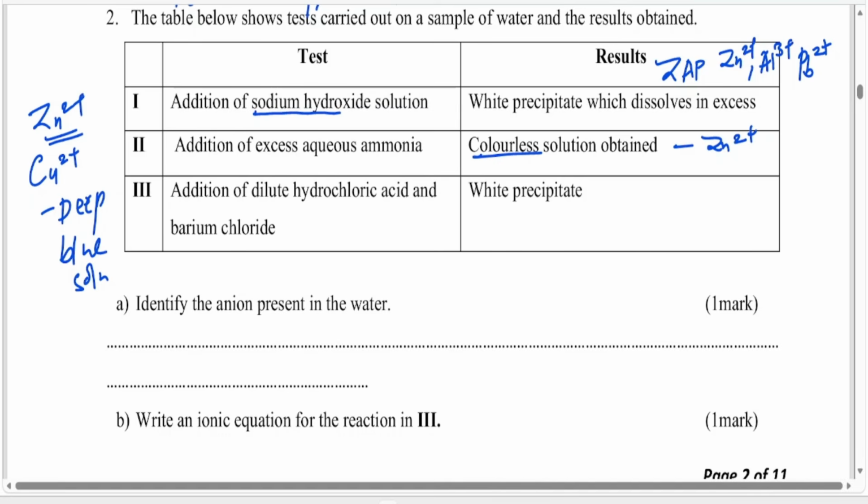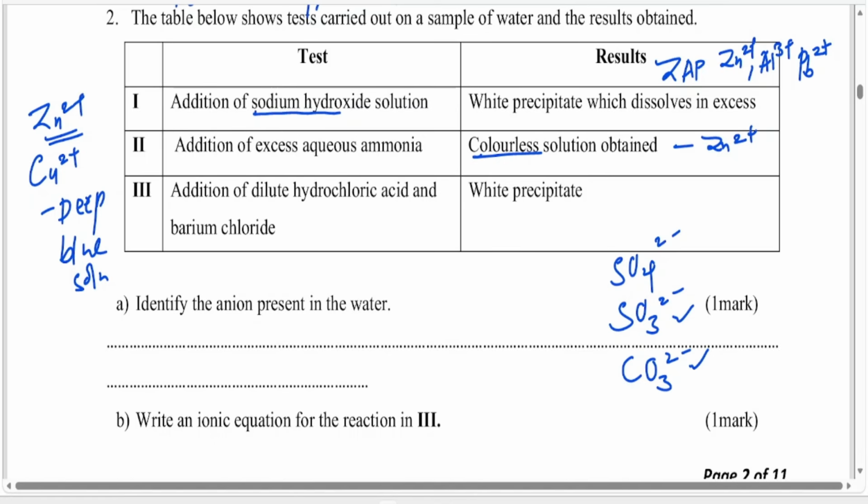And we have 3 major anions that we determine. We have the sulfate ions, we have the sulfite ions, and we also have the carbonate ions. If I add the acid and barium chloride and then a white precipitate forms that dissolves in addition of the acid with effervescence taking place, then the sulfite and the carbonate are present.